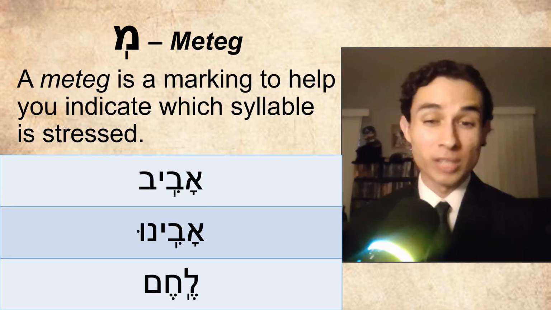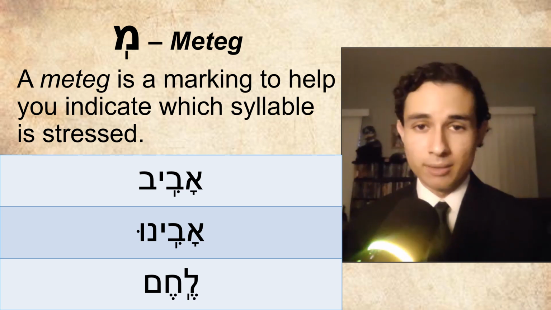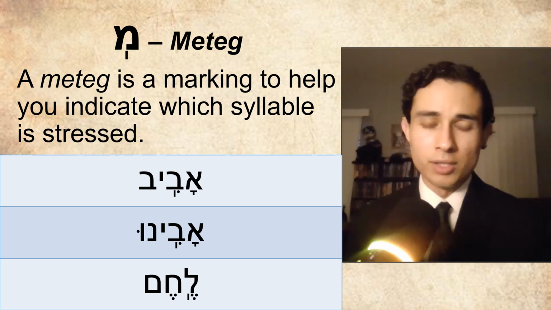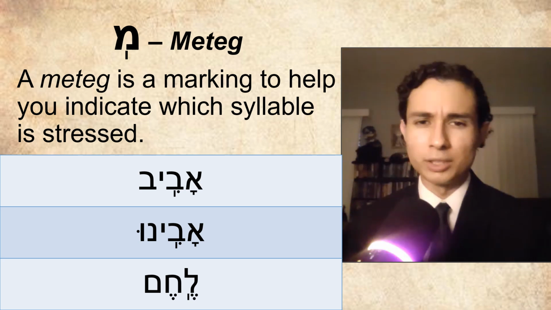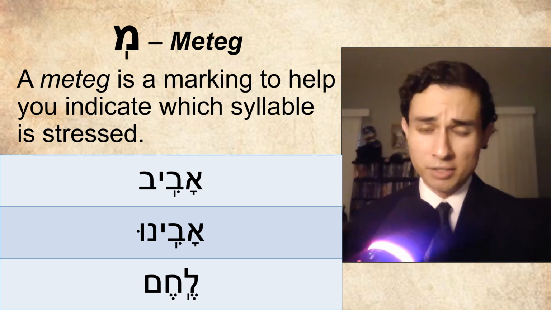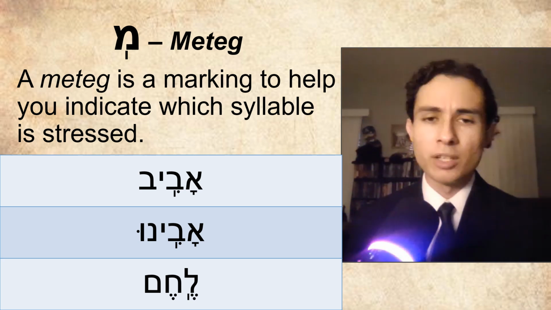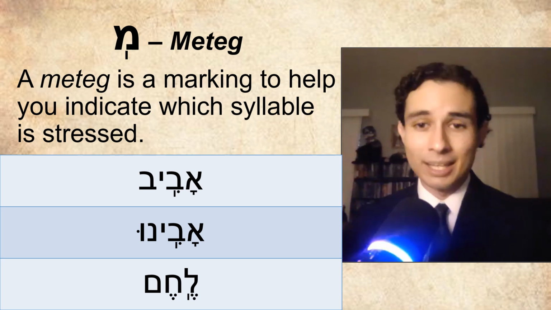So the final sign we'll talk about before we get into the final subjects is the meteg. You'll notice this if you own some of ArtScroll Publications' books, for example, a transliterated version of the Book of Psalms. You'll notice this sign a lot because, as we've mentioned, most of the time the emphasis or the stress of a word is at the end of the word.